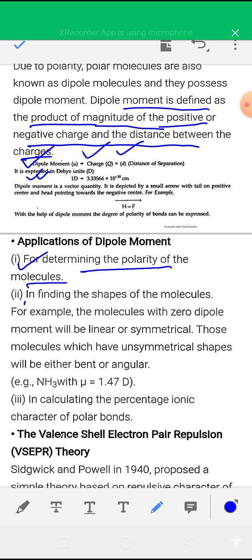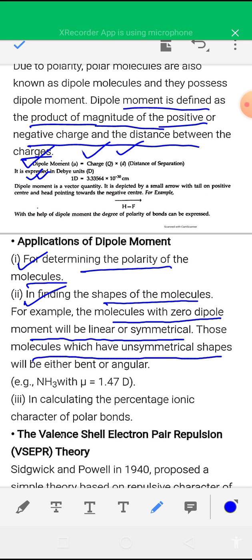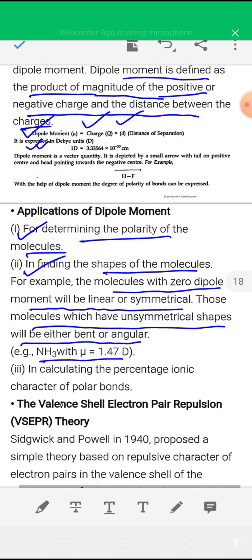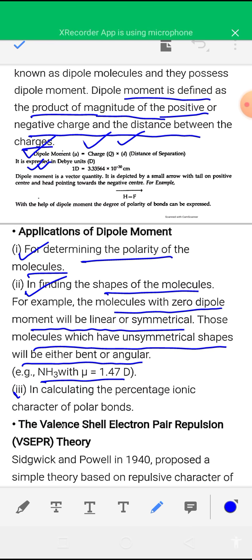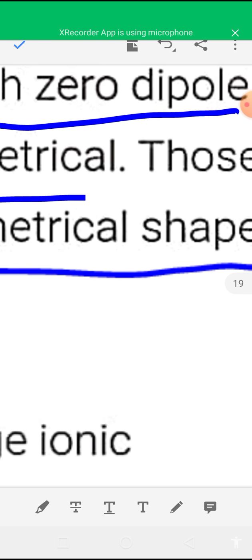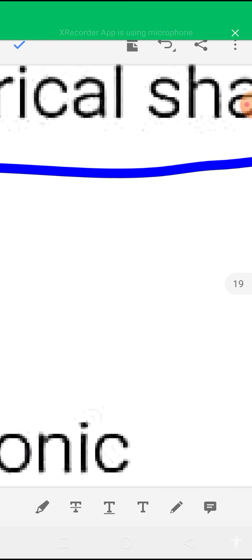It is also used in finding the shape of molecules. For example, molecules with 0 dipole moment will be linear, and those molecules which have an unsymmetrical shape will have a bent or angular shape, and they have positive dipole moment. And in calculating the percentage of ionic character in a polar covalent bond, the dipole moment term is used. In your book, many examples of calculation of dipole moment of different compounds are given. You have to practice all these structures.